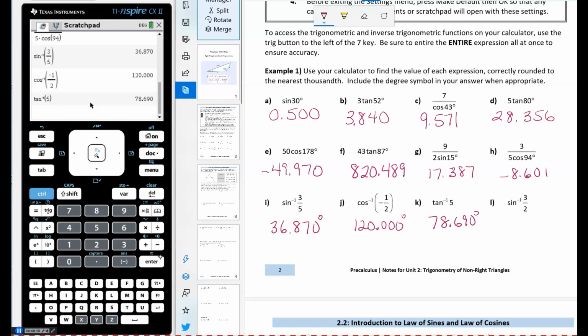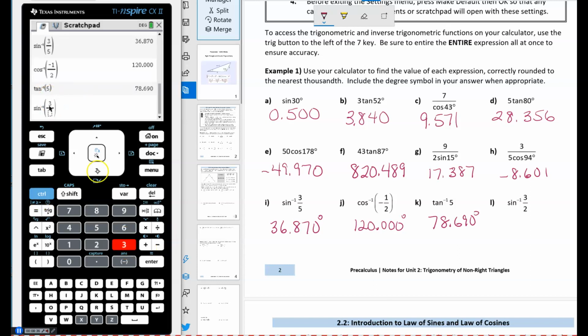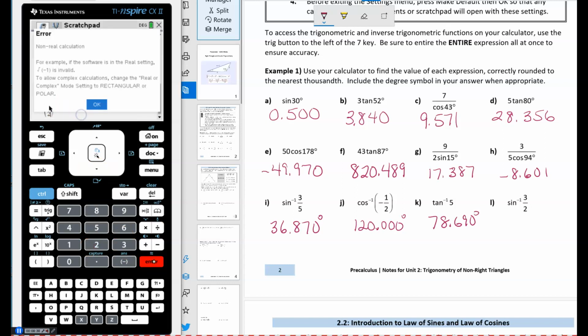All right, last one, we have a sine inverse of control divide for a fraction, 3 over 2. Now we get an error, and we didn't do anything wrong. It's just that this value is undefined. Now let's see if we can get an idea about why this particular value is undefined. This means we are looking for an angle where the sine of theta is equal to 3 over 2.